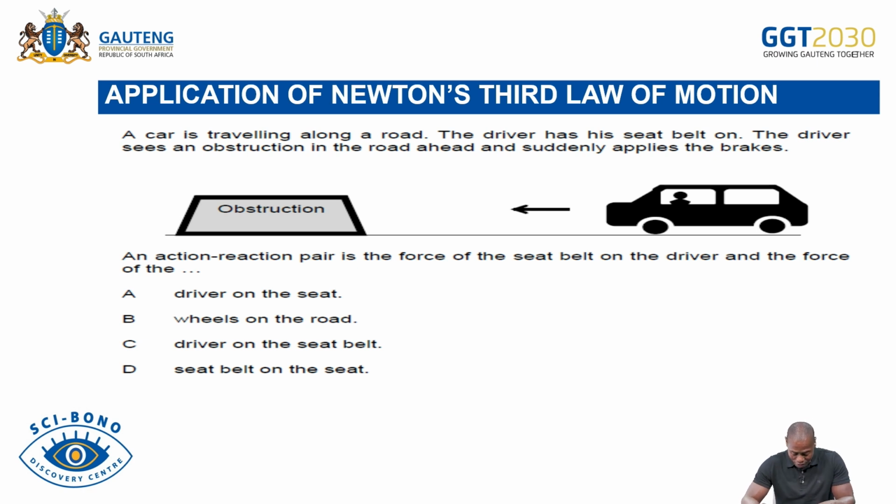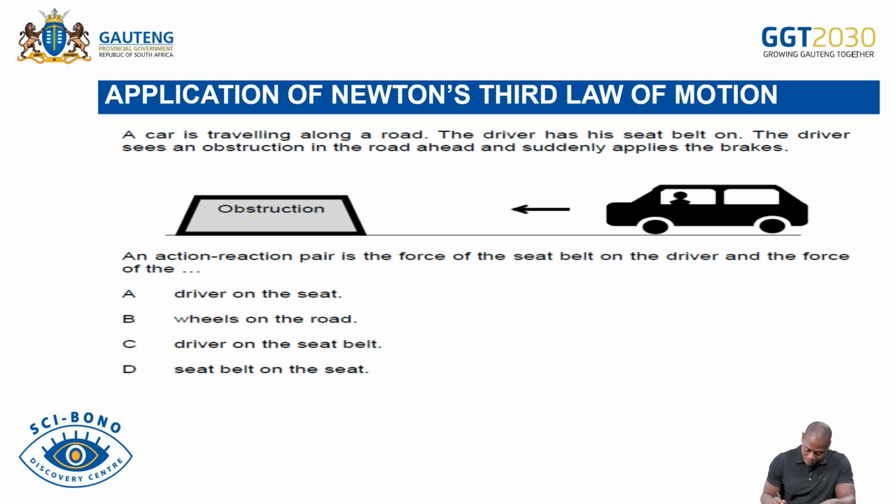A car is traveling along a road. The driver has his seat belt on. The driver sees an obstruction in the road ahead and suddenly applies the brakes, okay? So now the question is, an action-reaction pair is the force of the seat belt on the driver, and which one, right?